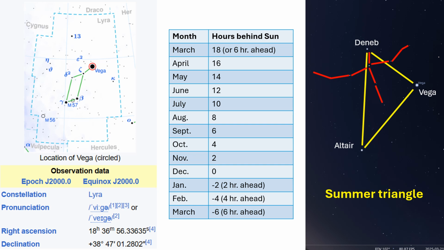Now let's look at the star Vega. In the last video, we learned in March, Vega is 18 hours behind the Sun, equivalent to 6 hours ahead of the Sun, and we can only see it early in the dawn before sunrise. In April, it becomes 16 hours behind the Sun. With the same pattern, in July, it becomes 10 hours behind the Sun. Then you can try to find it in the evening. And September is a very good time to look for Vega and the summer triangle.